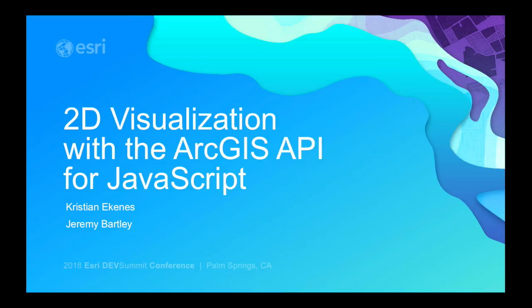I'm Jeremy. I work on the ArcGIS Online team, JavaScript API team, and I'm here with Christian, product engineer on the JavaScript API. And you're a geographer, right? Yes. We're both geographers, so we got that going for us.